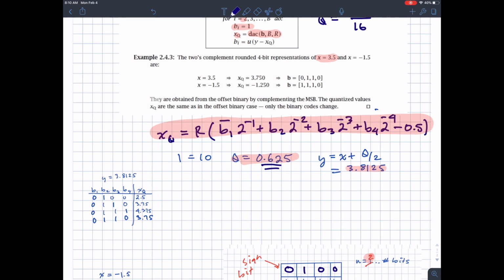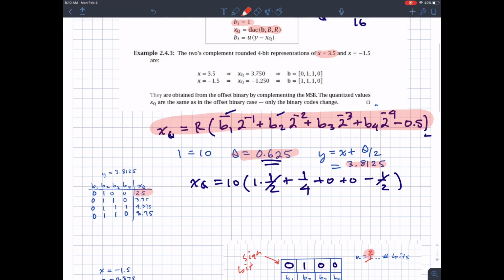So xq is going to be r, which is 10, and then we take b1 complement. That would be a 1 times 2 to the minus 1, which would be a half. Plus b2 is also turned on, so that's 1/4. All the others are off, and then we subtract off 1/2. That's according to the formula. These cancel, and what we get for the first step in this process is xq is 2.5.